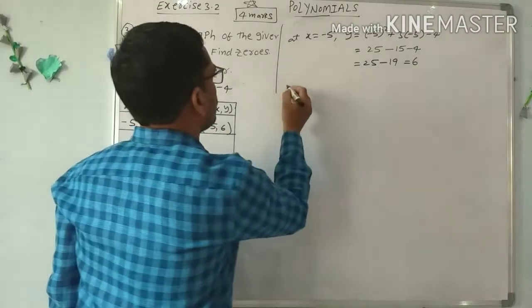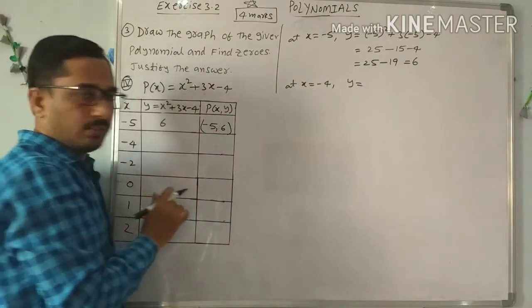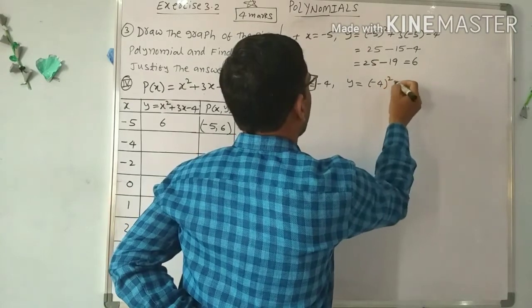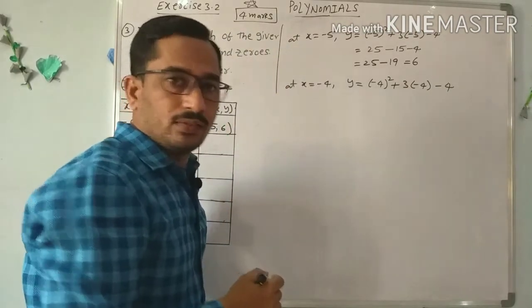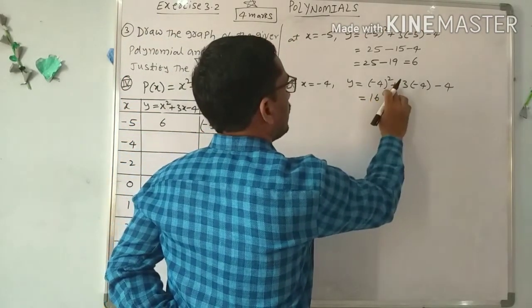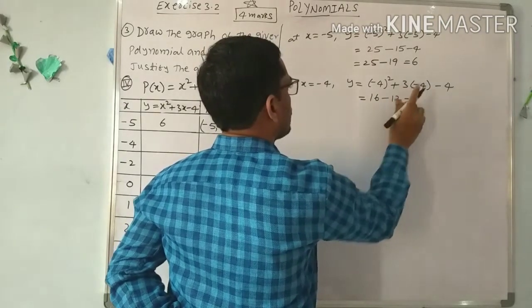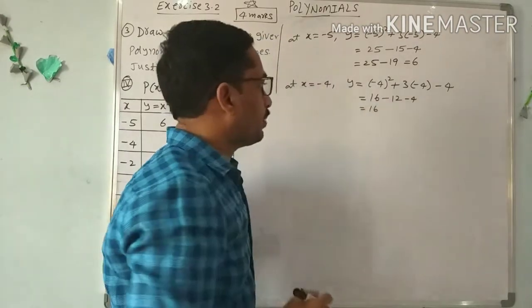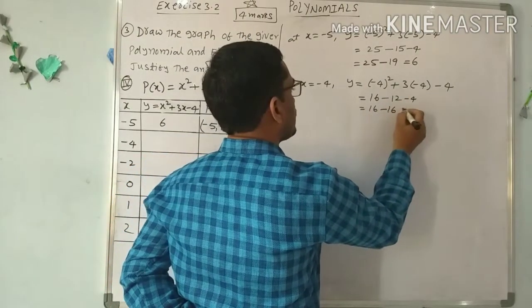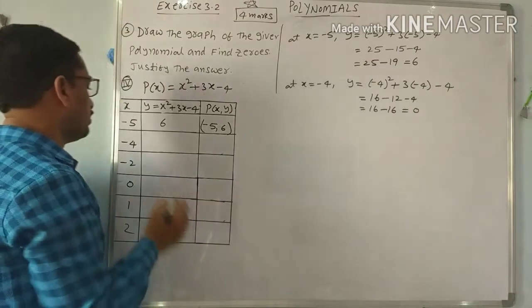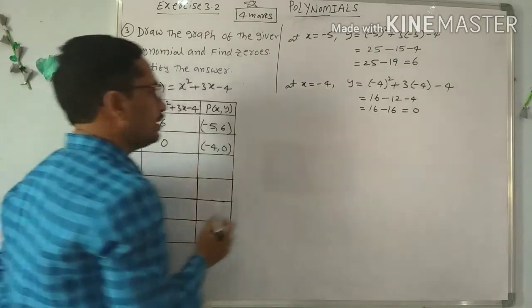Next at x equal to -4, find out y value by substituting x value in the polynomial. So (-4)² + 3 × (-4) - 4. (-4) whole square value 16, plus 3 × (-4) is -12, -4 as it is. Now 16 as it is, minus 12 minus 4, sum of two negative numbers is negative. -12 - 4 is -16, 16 - 16 is 0. So at x equal to -4, y value is 0. So coordinate (-4, 0).